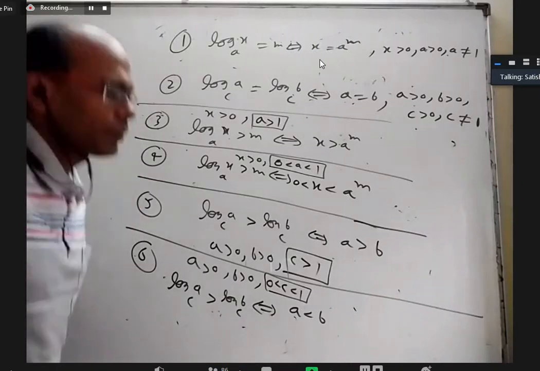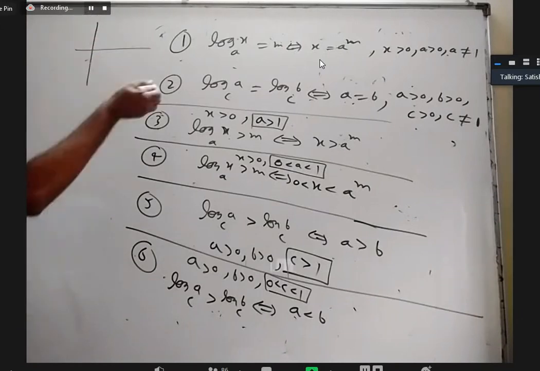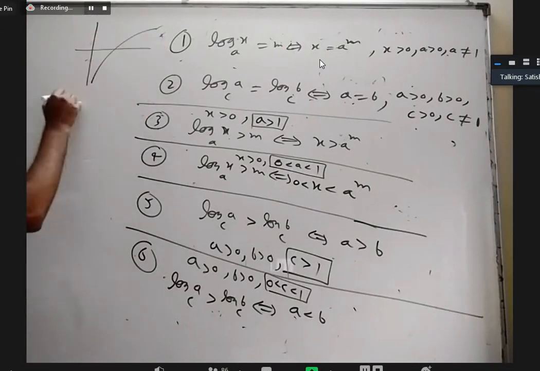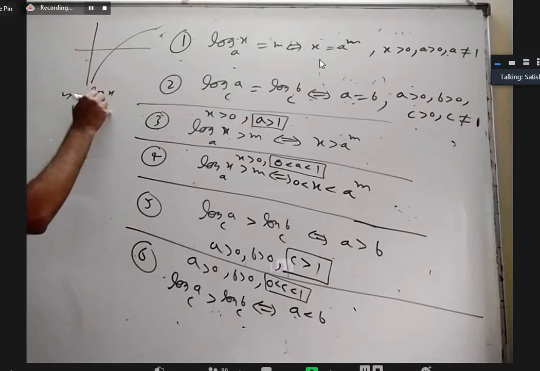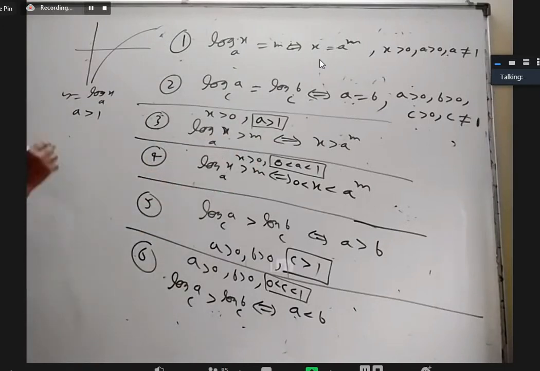All this is happening because of log x with the base more than 1, the graph is like this. This is y equal to log x base a graph when a is greater than 1, which is an increasing function. That's why inequality comes as it is.